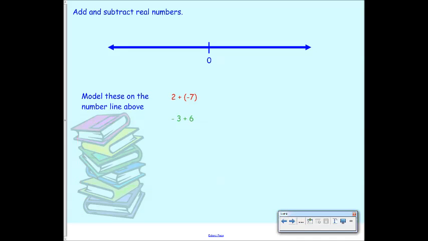Now, look at these two problems. The one in red says 2 plus negative 7. So we have a positive number and a negative number. And I've got 2 plus a negative 7. So what's happening there? What's happening there? 2 plus negative 7.